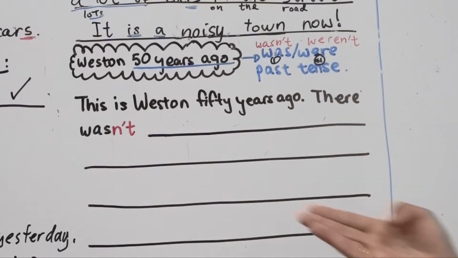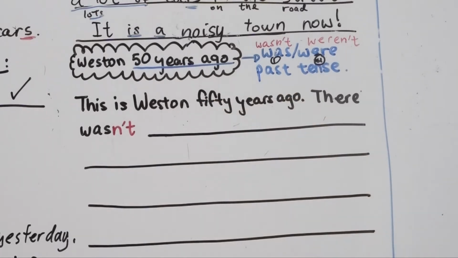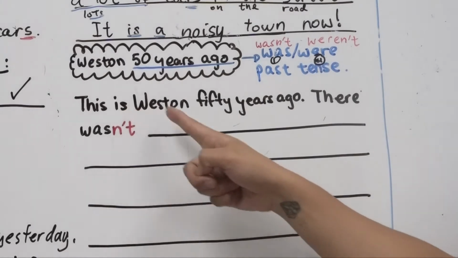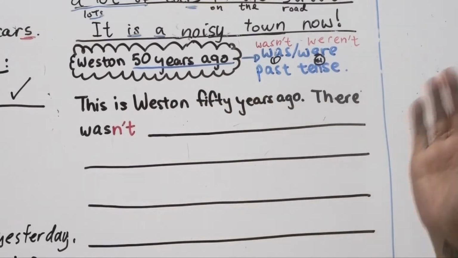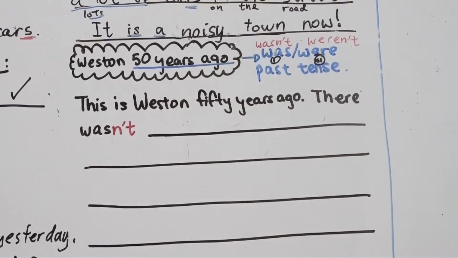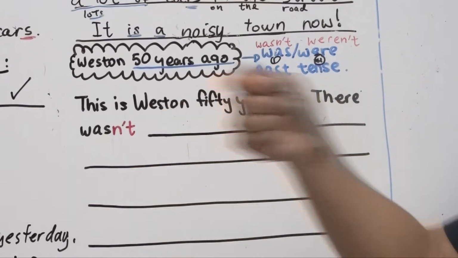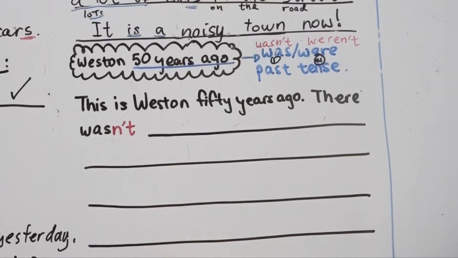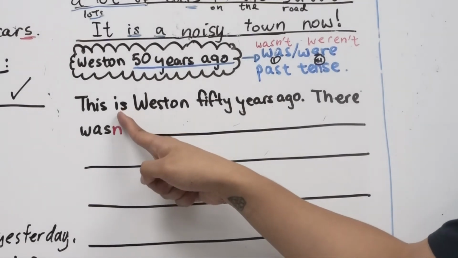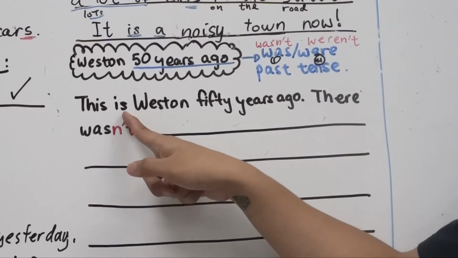So let's try to look at the West End 50 years ago. West End 50 years ago, okay? So this is West End 50 years ago. How come in this one we use is and not was? Because imagine someone is showing you a picture of West End 50 years ago. When they show you the picture, they will say, oh, this is West End 50 years ago. So is is present tense because it's always true, right? This is always West End 50 years ago. So instead of was, we use is.